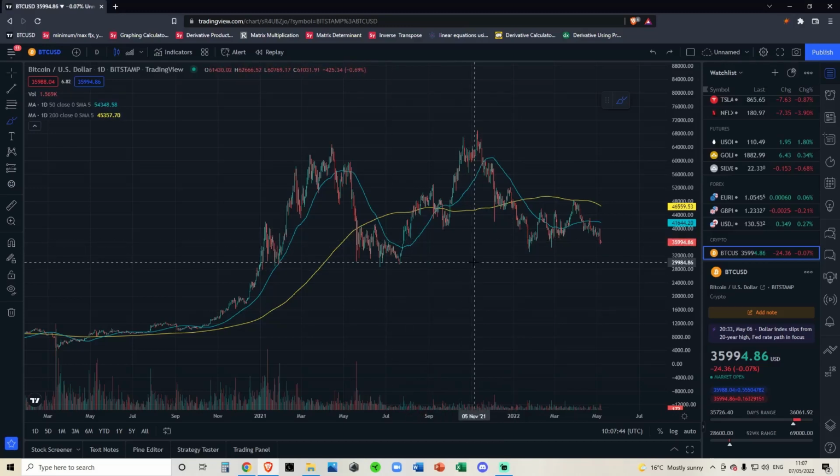So in today's video I'm going to be showing you how on TradingView you can calculate both death crosses and golden crosses with two simple moving averages. Now let's jump right into the video.